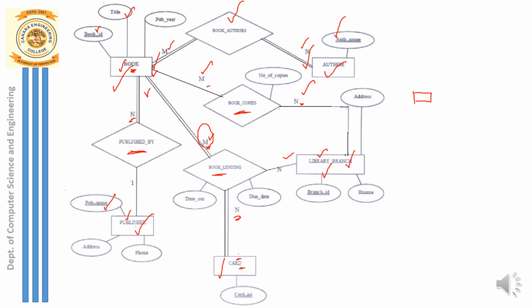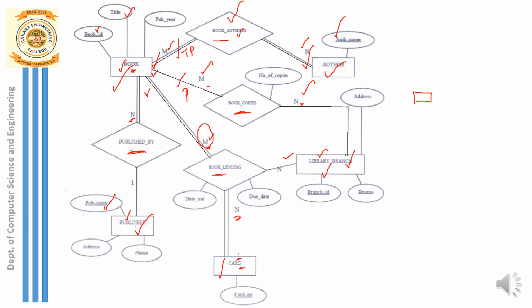You can note one more thing specified over here, that is the double line and single line. What is the meaning of that? Here you can see a double line, whereas here you can see a single line. The meaning of the double line is always total participation. What is this single line? This refers to partial participation. Total participation is always represented by two lines. What is total? See, book is participating in a relationship called book authors. What is the meaning of that? All books must be written by one author or another.